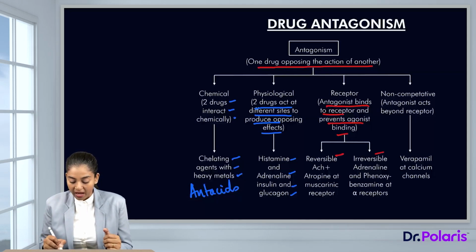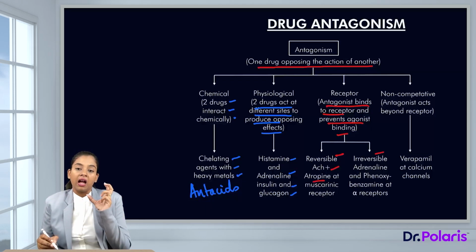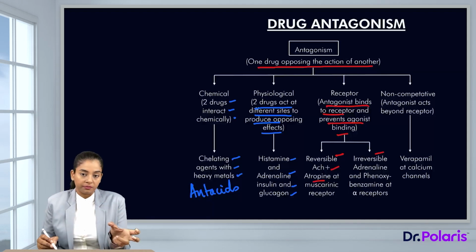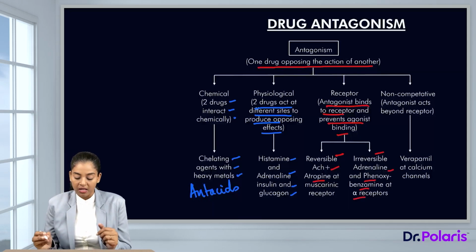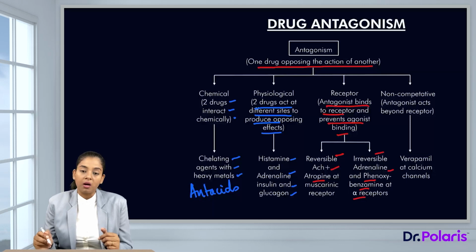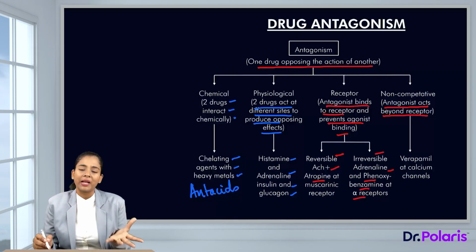For reversible, we have acetylcholine plus atropine at muscarinic receptors. For irreversible, we can give the same example: OPC compounds with the acetylcholine receptor. Another example of irreversible is adrenaline and phenoxybenzamine at alpha receptors. Non-competitive means antagonists act beyond the receptors. They do not compete with the same receptor.